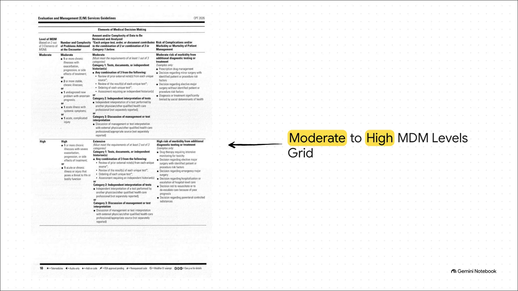A moderate risk might involve prescription drug management or decisions regarding minor surgery with identified risk factors. A high MDM is reserved for truly severe situations. Think 1 or more chronic illnesses with a severe exacerbation, decisions regarding emergency major surgery, or drug therapy that requires intensive monitoring for toxicity. The key takeaway? You absolutely must have the ironclad clinical documentation to back up these high-stakes categories.